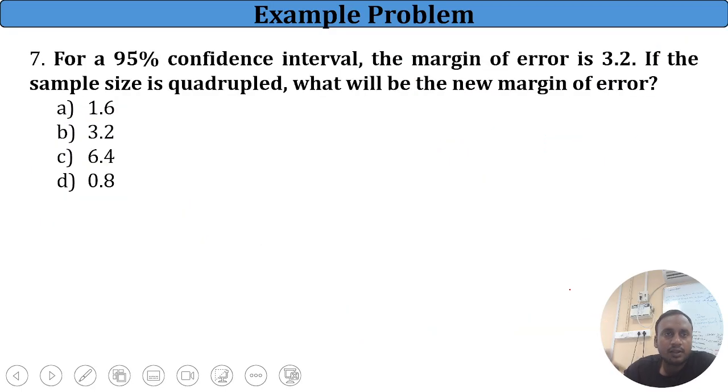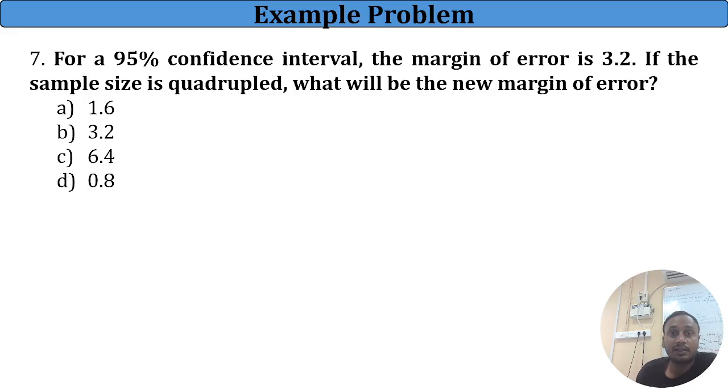Yes. Now we have another question. For a 95% confidence interval, the margin of error is 3.2. If the sample size is quadrupled, what will be the new margin of error? Tell me what will be the answer. Yes, sir, 1.6, because we know the formula sigma upon root n.